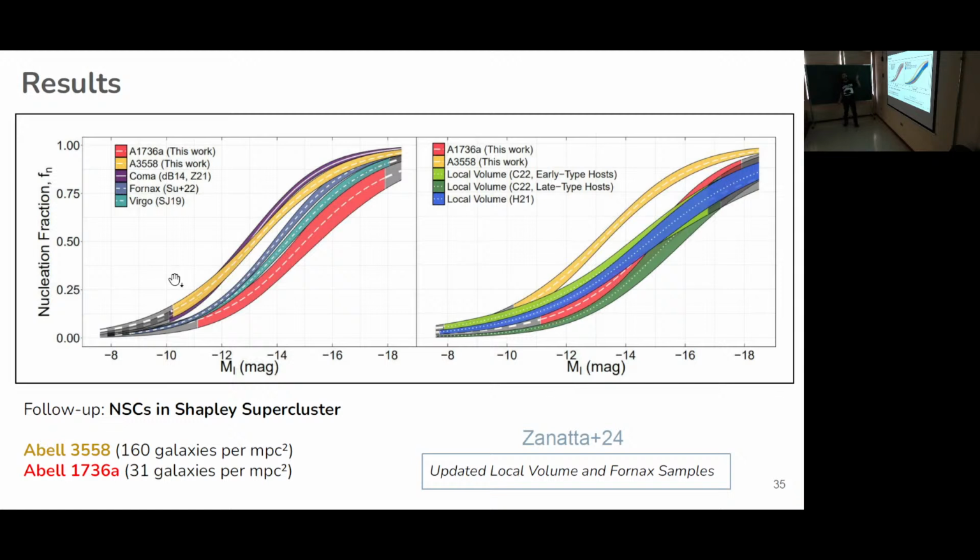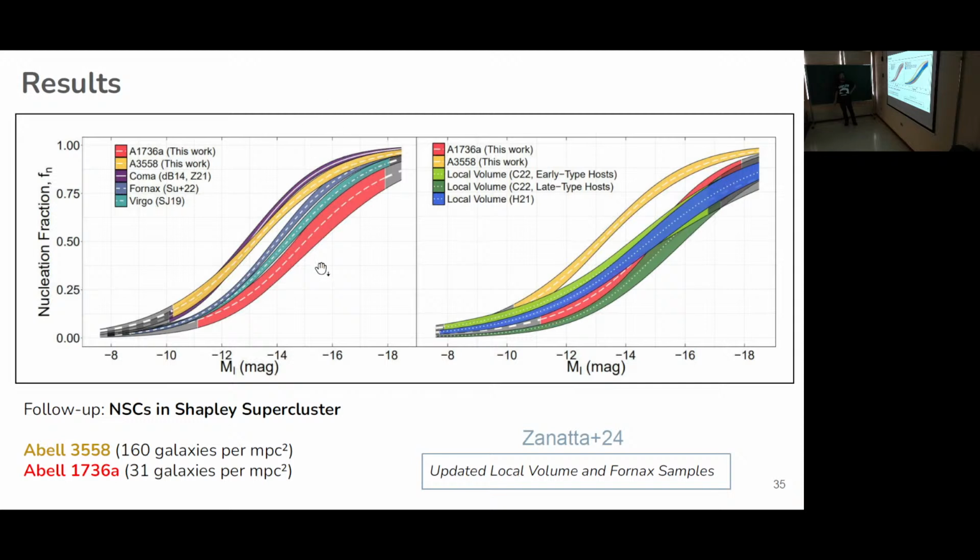But in fact, Abell 3558 itself has a very similar estimated halo mass to the Coma cluster, as I will show more explicitly in a bit. So this is exactly what we expected in this data. And in this part right here, the nucleation fraction is a little bit smaller, a bit lower than Coma, but we have to consider the uncertainties.